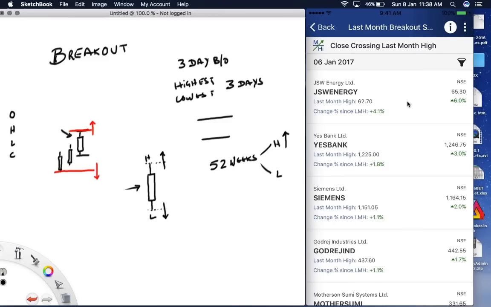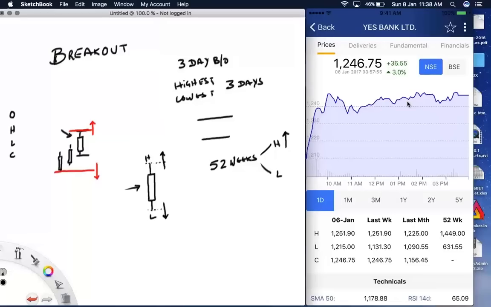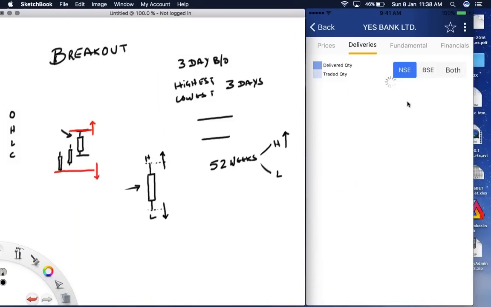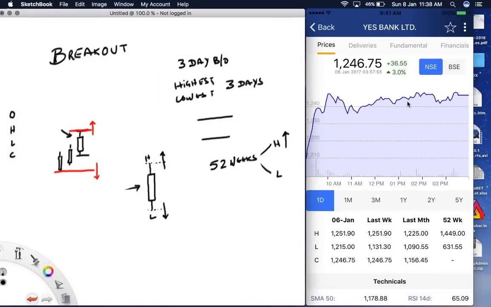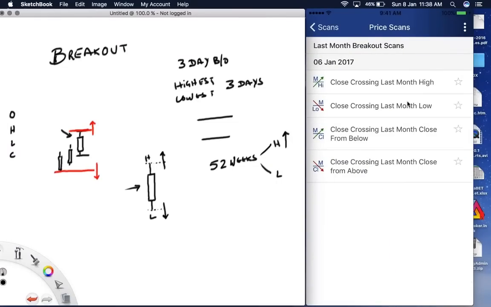Let's go back. And let's see that we have two more where it says close crossing last month close from below. So what was the close of last month? Currently the prices were below that, and now it is cutting it and has gone up. So in both the cases, I have two bullish breakouts and two bearish breakouts. All the four will lead to prices which are breaking up or breaking down.